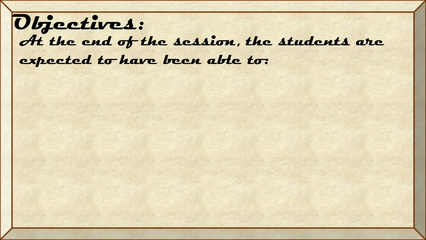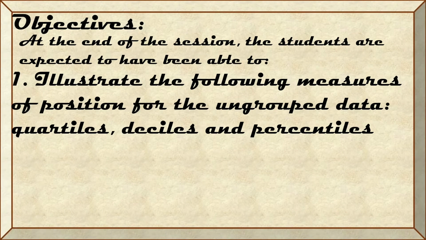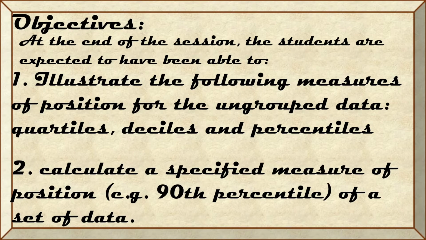Objectives. At the end of the session, the students are expected to be able to: first, illustrate the following measures of position for the ungrouped data: quartiles, deciles, and percentiles. Second, calculate the specified measure of position, for example, the 90th percentile of a set of data.